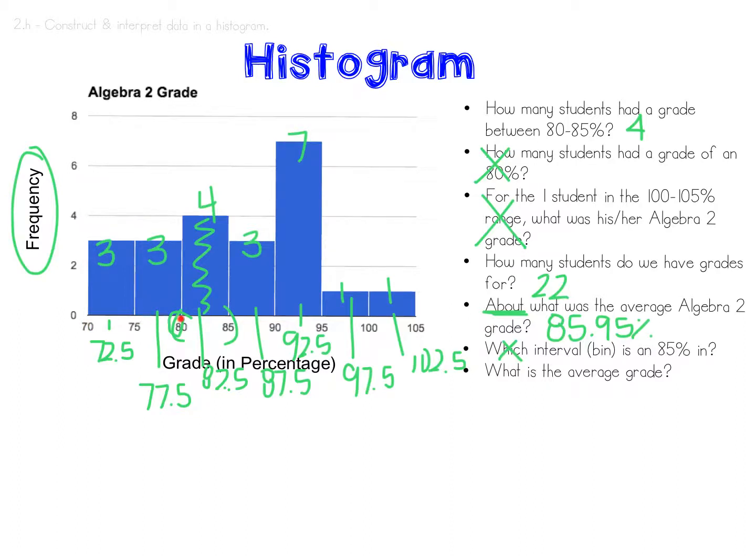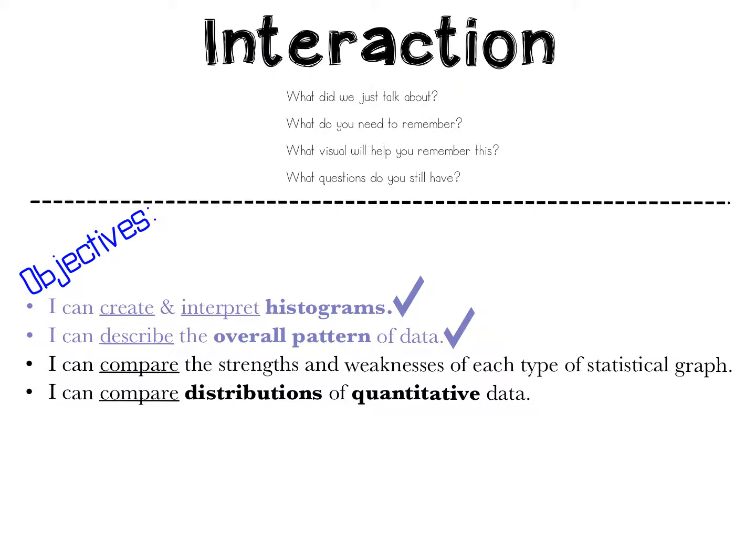So then 75 to 79. So that would put an 85 in the bin from 85 to 89, but it could be part of the 81 to 85 bin. We aren't really sure. And we've already answered that question. So that is interpreting a histogram. Go ahead and pause the video and have an interaction. Write down any questions that you might have, or steps, or things that you're going to need to remember that are new learning for you.